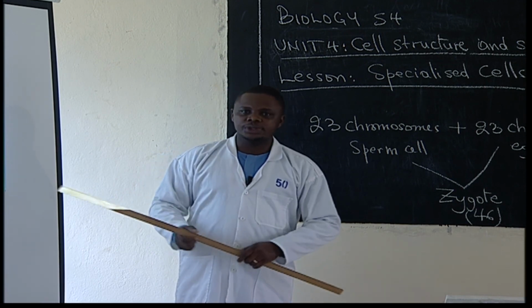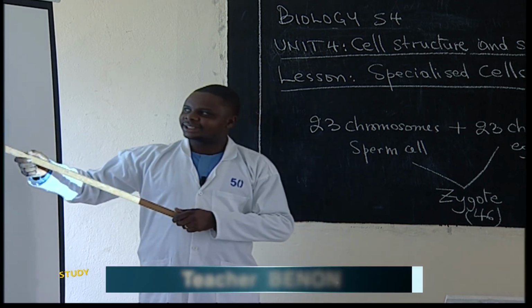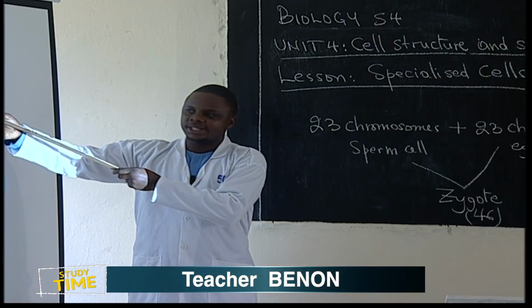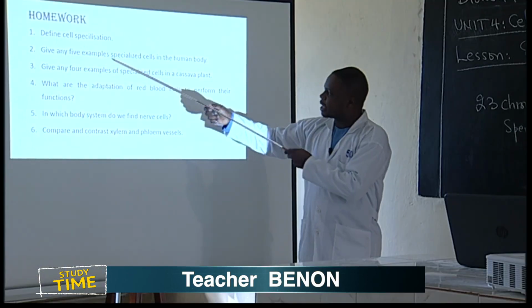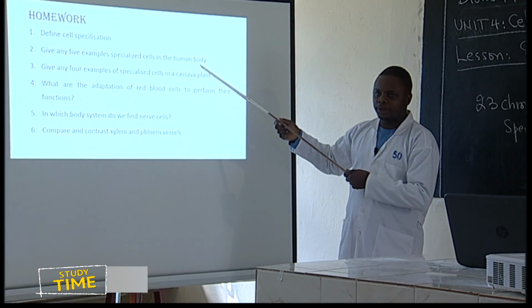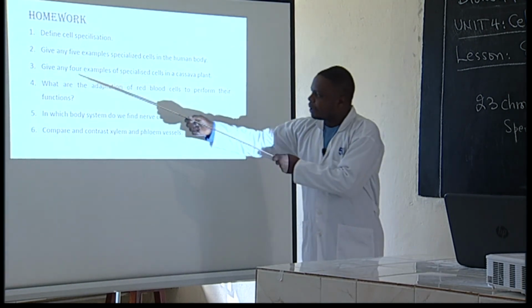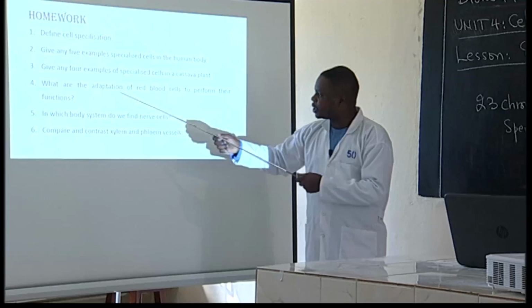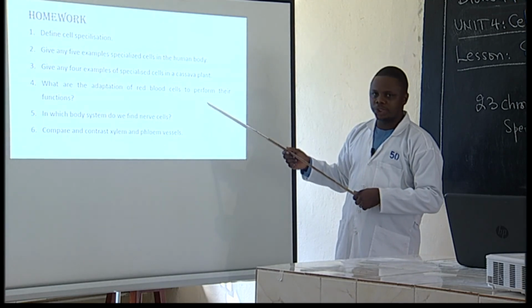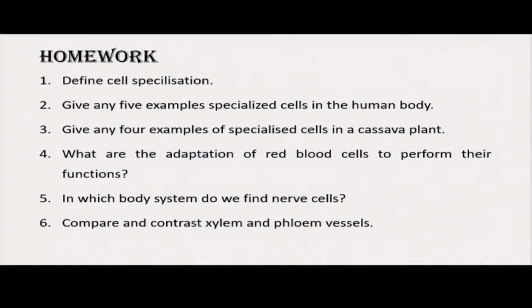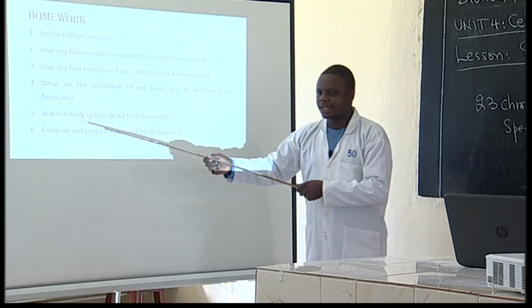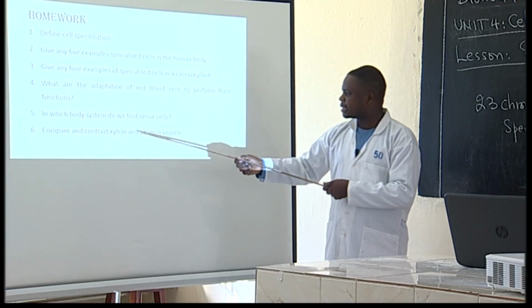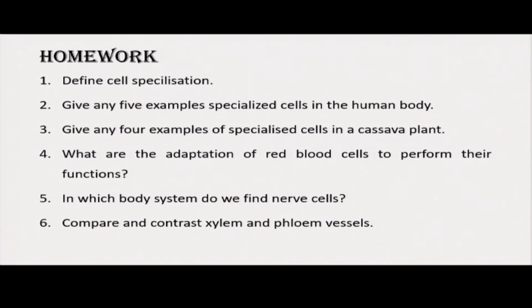Before we finish our lesson today, this is your homework. Define the term cell specialization. Give any 5 examples of specialized cell in the human body. Question number 3, give any 4 examples of specialized cells in the cassava plant. Question number 4, what are the adaptations of red blood cells to perform their functions? Question number 5, in which body system do we find nerve cells? Question number 6, compare and contrast xylem and phloem vessels.